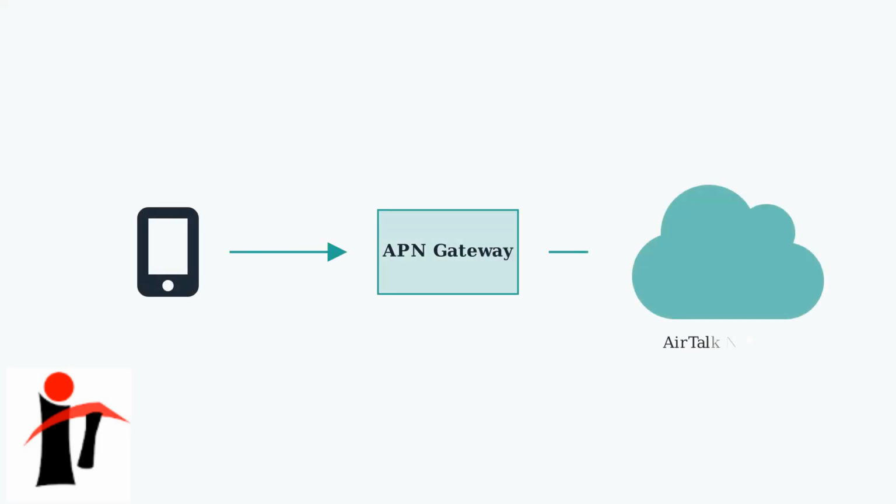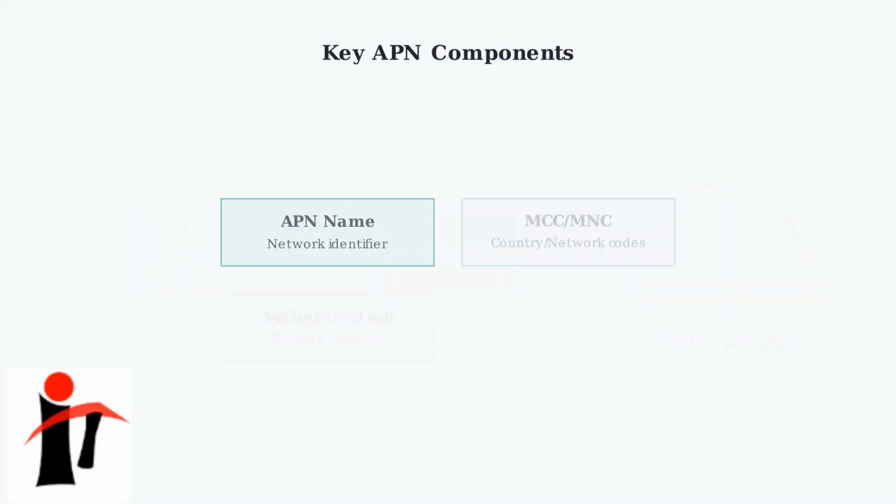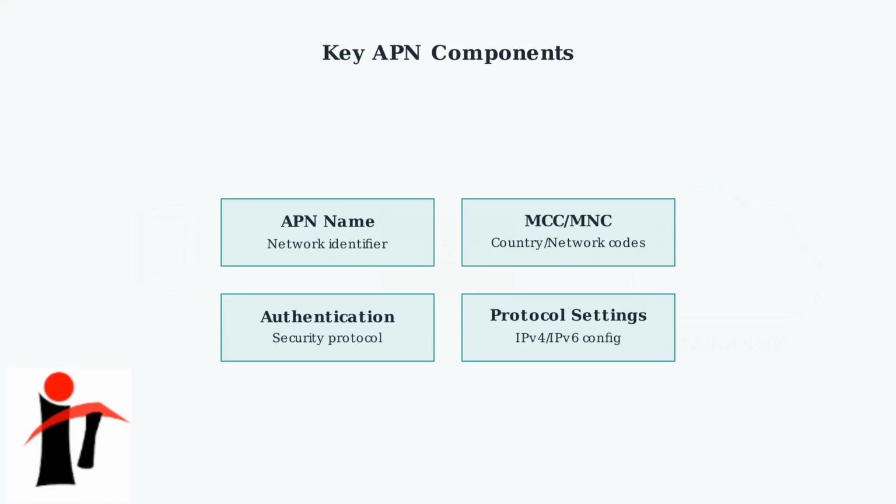The APN, or Access Point Name, acts as the crucial gateway between your device and AirTalk's network infrastructure. Think of it as the digital bridge that enables your phone to communicate with the cellular network. APN configuration involves several key components that work together to establish your network connection. These include the APN name, mobile country and network codes, authentication settings, and protocol configurations.